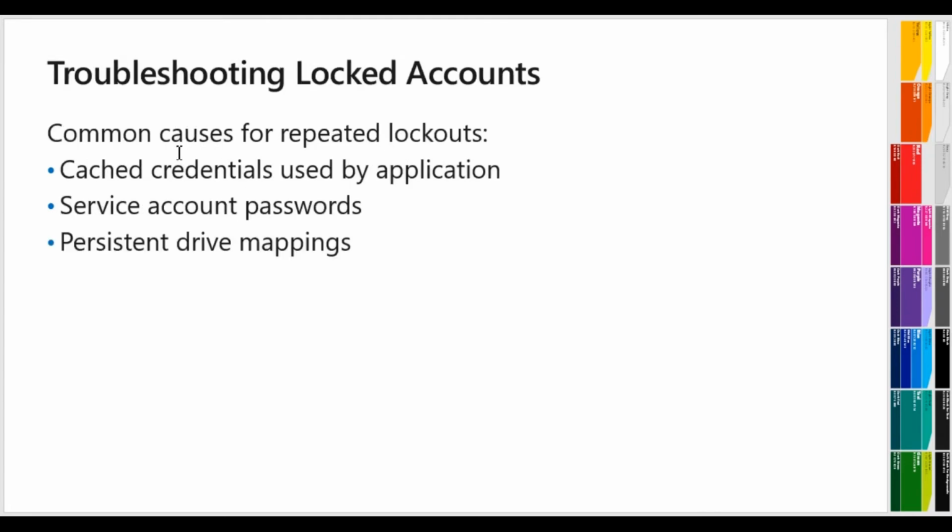Yeah, this one says common causes for repeated lockouts: cached credentials used by applications, service account password, persistent drive mappings. So credentials, you know that there's Windows credentials and web credentials we have, right? From there, we can recover some of the stuff, especially the credentials from the web, especially the applications related with Microsoft Edge. You can find the password from that as well.